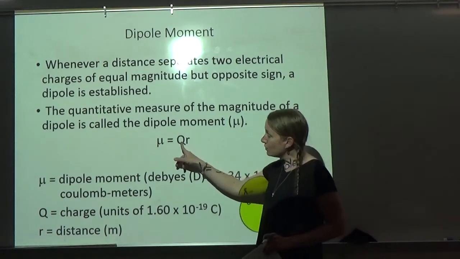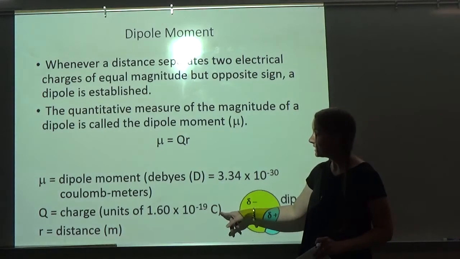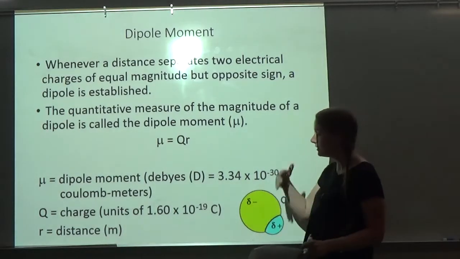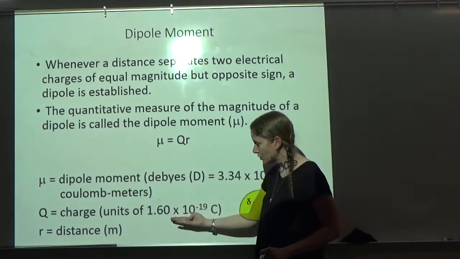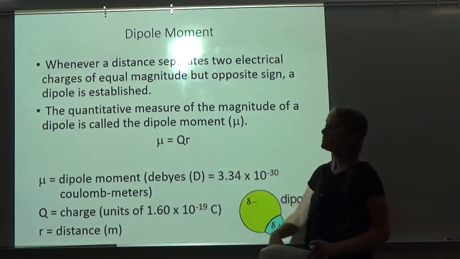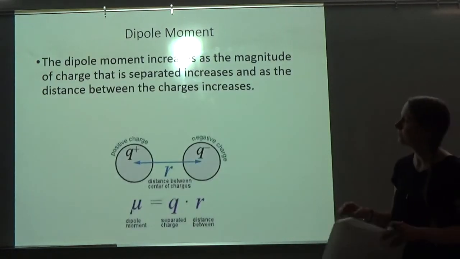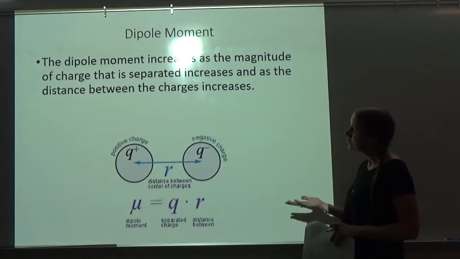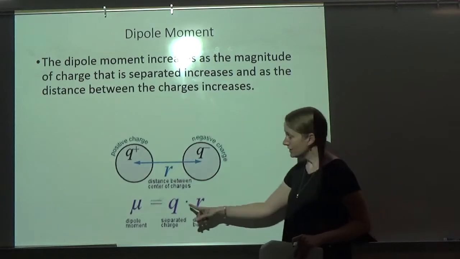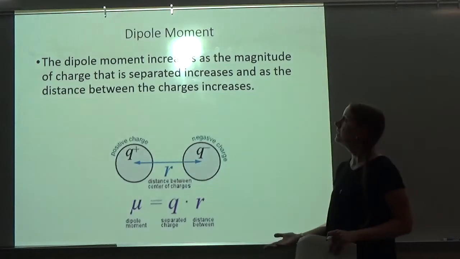Alright, so like I said, Q is charge, units of 1.6 times 10 to the negative 19 coulombs. That is the charge of a positive one, like one proton has this charge. An electron has the same charge, but it's negative. And the distance, of course, will be in meters. Alright, so let's look at what this looks like. So the dipole moment increases as the magnitude of charge that is separated increases. So as you can see, as charge increases, our dipole moment increases.